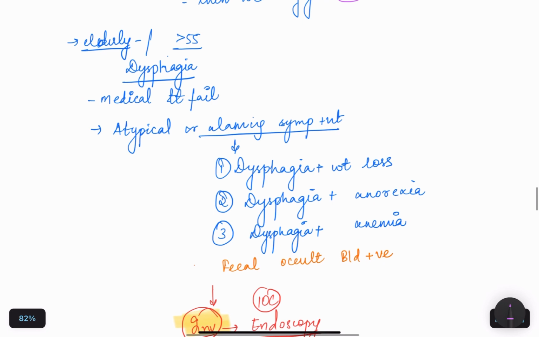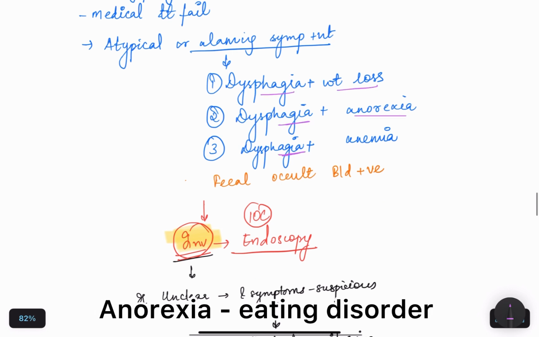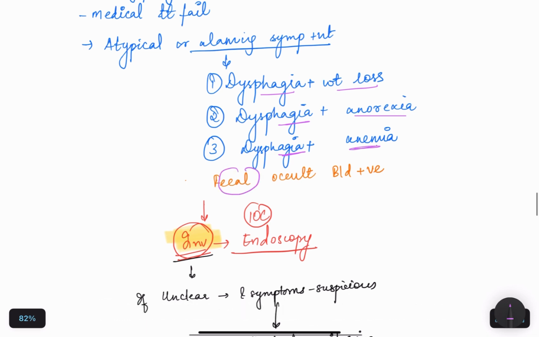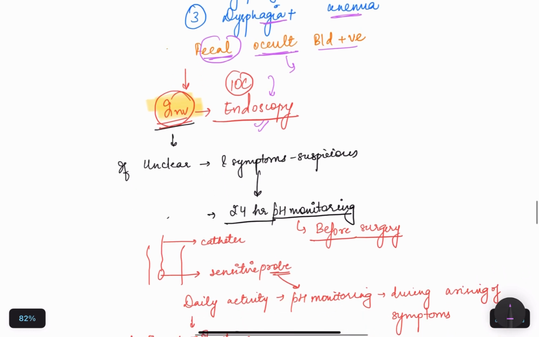If a person is elderly, the age is more than 55, dysphagia is present, medical treatment has failed and atypical or alarming symptoms are present. Alarming symptoms are dysphagia plus weight loss or dysphagia with anorexia, dysphagia plus anemia, and the fecal occult blood is positive. Then the investigation of choice will be endoscopy. What is fecal occult blood? In which a person is not aware of bleeding in his or her body.